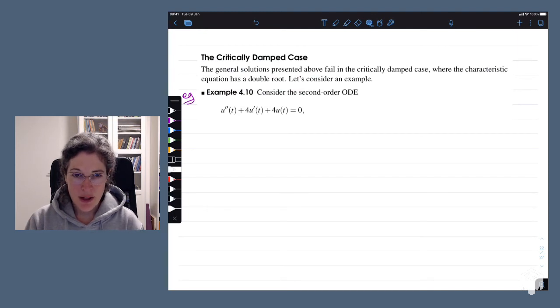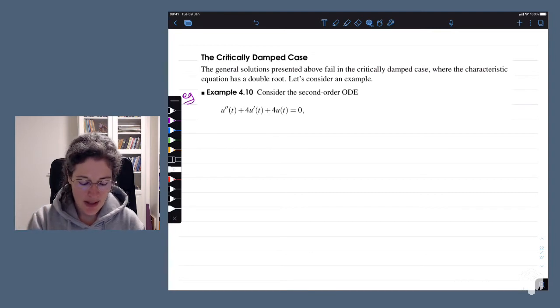Alright, so let's look at our final case, what's called the critically damped case. This is the case where the coefficients basically conspire so that we don't have two different roots. We have identical roots. Let's have a look at an example.